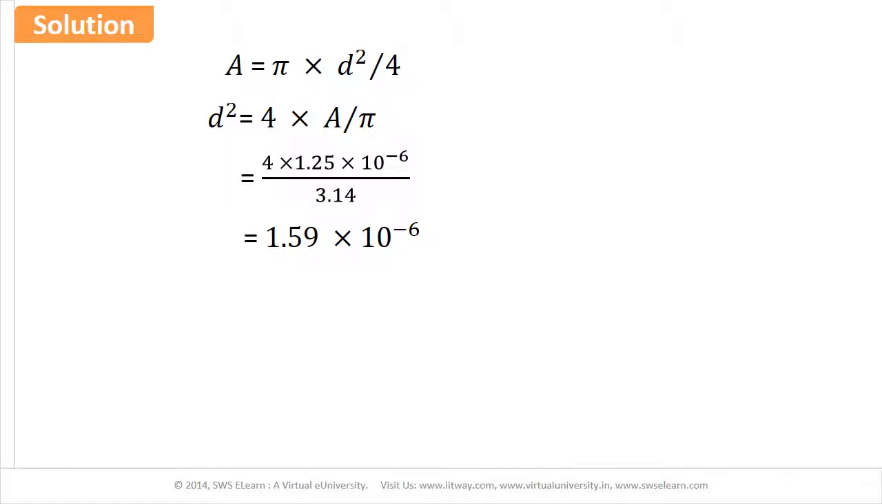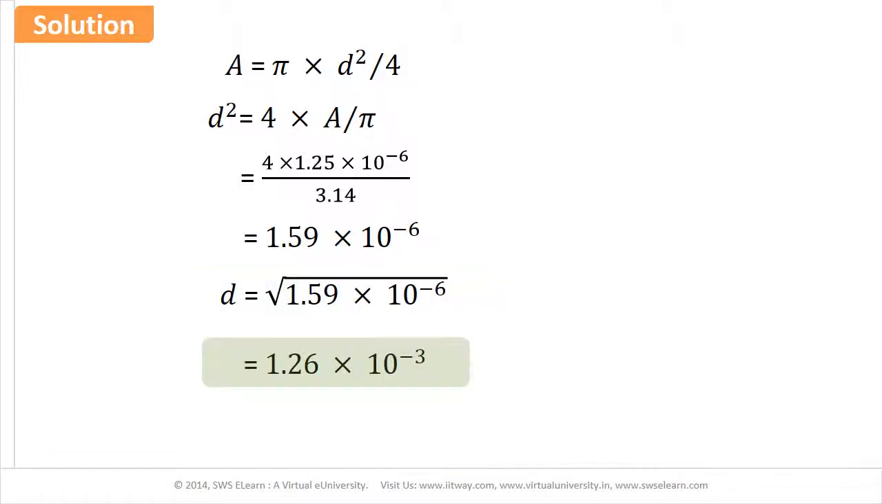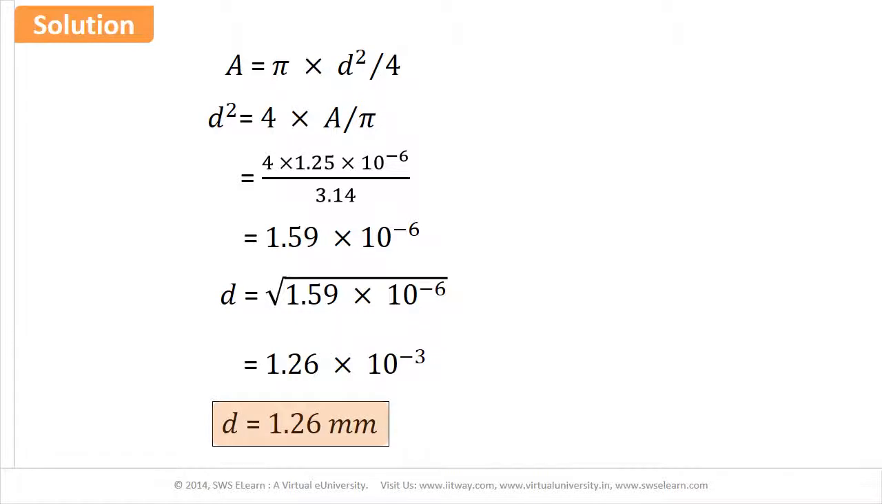The square root of d square is the required answer, and therefore we write d equal to square root of 1.59 into 10 raised to minus 6, and that is equal to 1.26 into 10 raised to minus 3. Writing this answer in terms of millimeter, we get diameter equal to 1.26 millimeter. Thus, we have solved the problem and got the answer, that is, diameter of the steel wire equal to 1.26 millimeter.